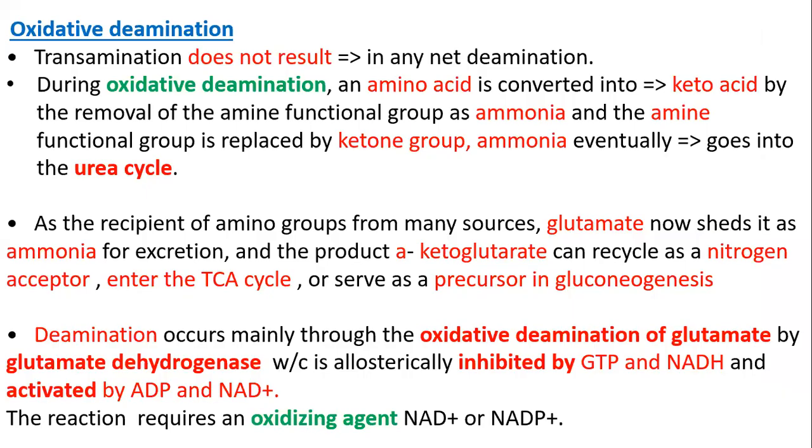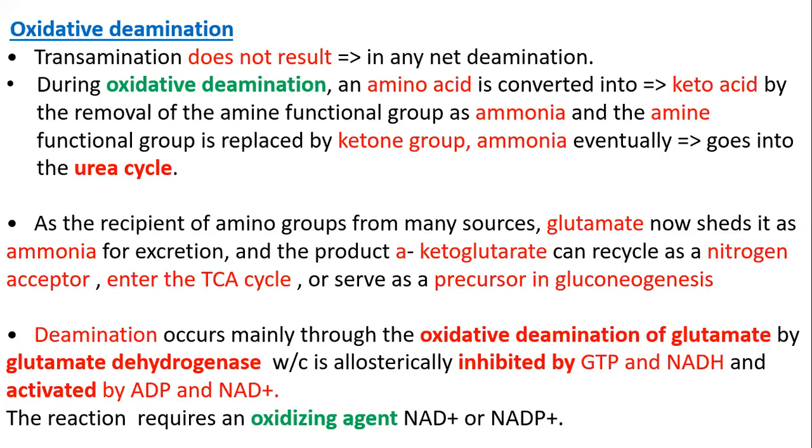Now comes the second important stage, that is oxidative deamination. Transamination does not result in any net deamination. During oxidative deamination, an amino acid is converted into a keto acid by the removal of the amine functional group as ammonia, and the amine functional group is replaced by a ketone group. Ammonia eventually goes into the urea cycle.